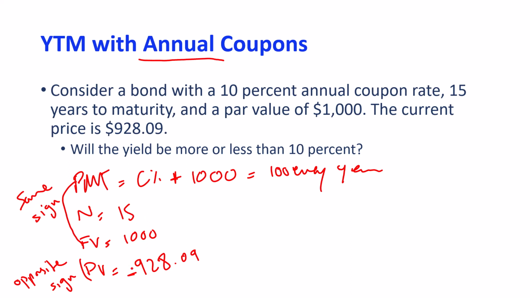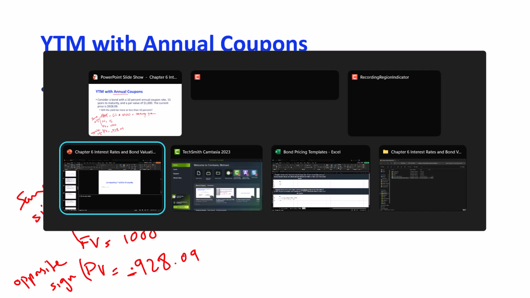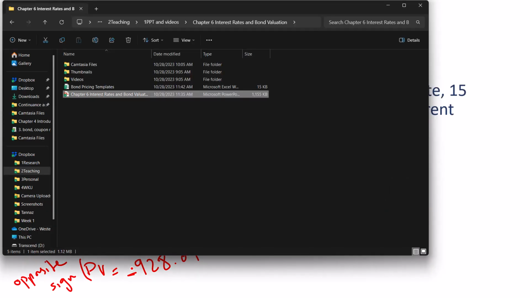So let's see what the rate is or what the yield to maturity is using this information. We're going to use the financial calculator first.